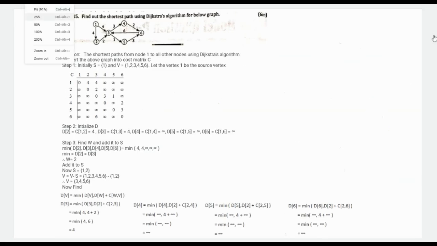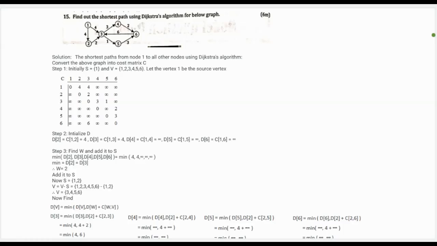the next question is: find the shortest path using Dijkstra's algorithm for the below graph. You need to follow the steps. It is a lengthy problem, but it is easy if you understand. We take the shortest path from node 1 to all other nodes using Dijkstra's algorithm.